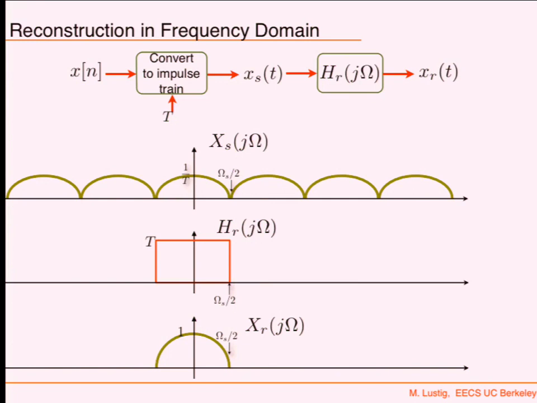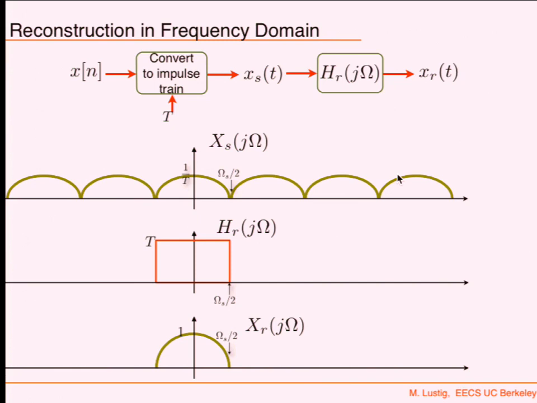So how do you do recovery? It's really easy to think of it in the frequency domain, because I can take a signal x of n and convert it into x sub s by converting it into an impulse train. Then I get x sub s of t, and the Fourier transform of x sub s of t looks like this. If I have a magic A to D converter that spits out my samples over time with the right amplitude, that's my x sub s, and the Fourier transform looks like that. If I want to recover x sub c, what do I do?